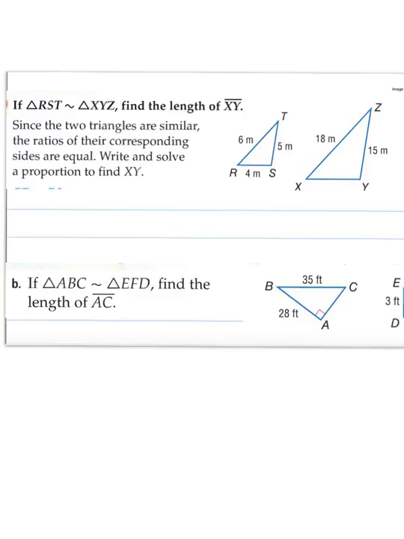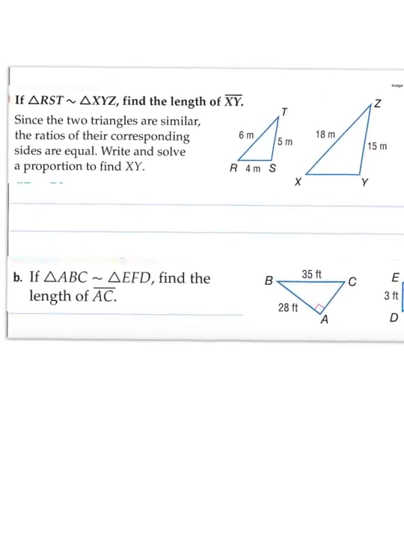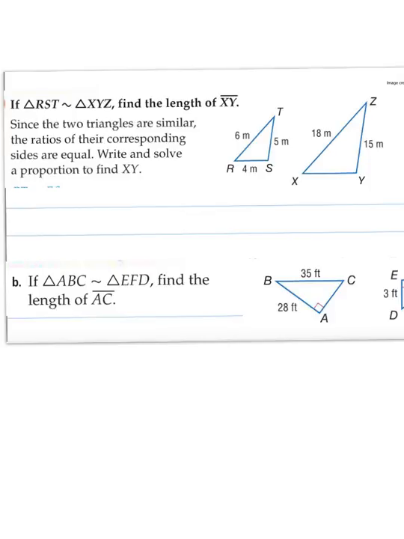Okay, so now we are looking at if we had similar figures and we have a missing side that we want to find. So if triangle RST is similar to triangle XYZ, that tells us that the vertex R matches up with X, S with Y, T with Z. They go in the same order. So we're trying to find the length of XY. So we're trying to find this side here.